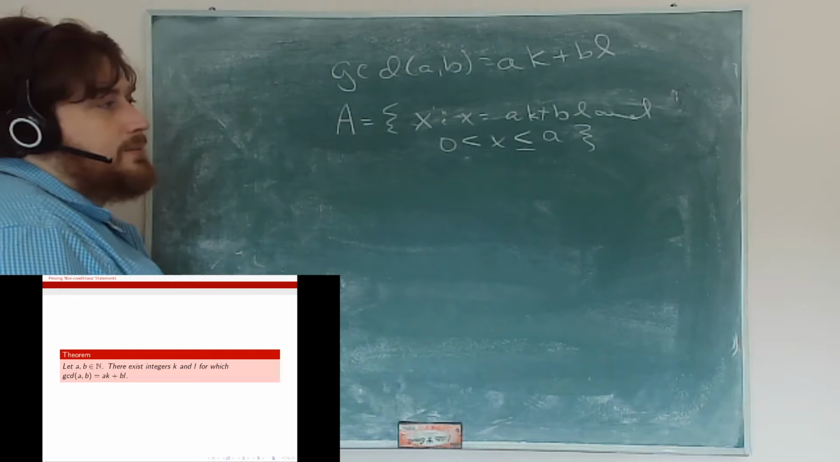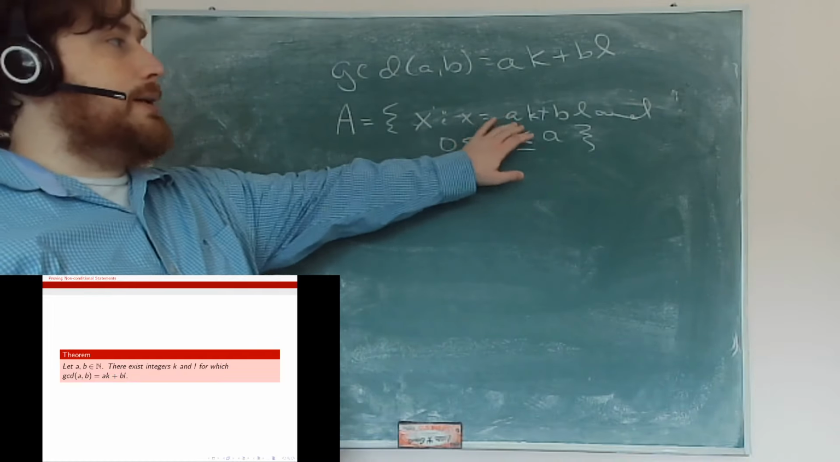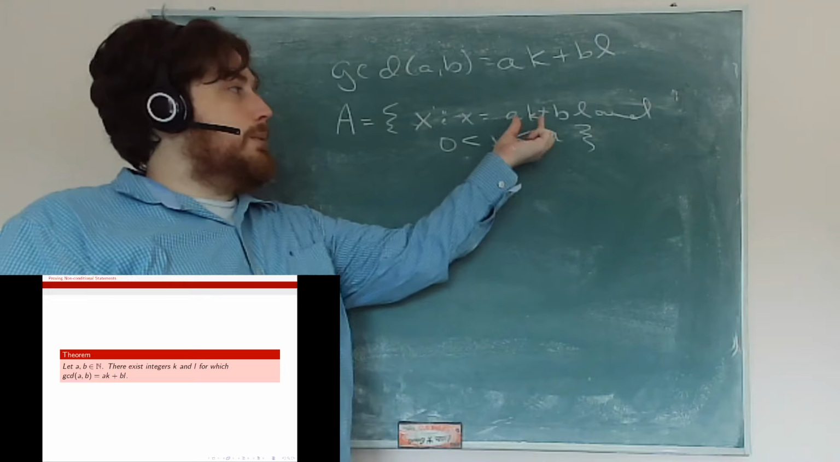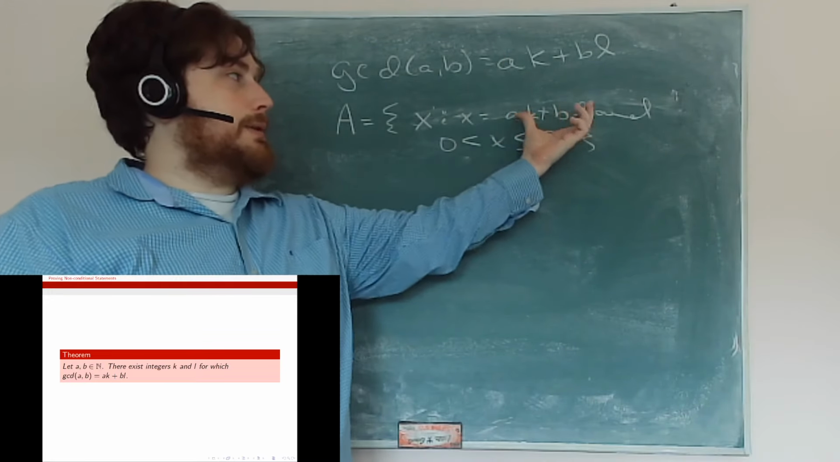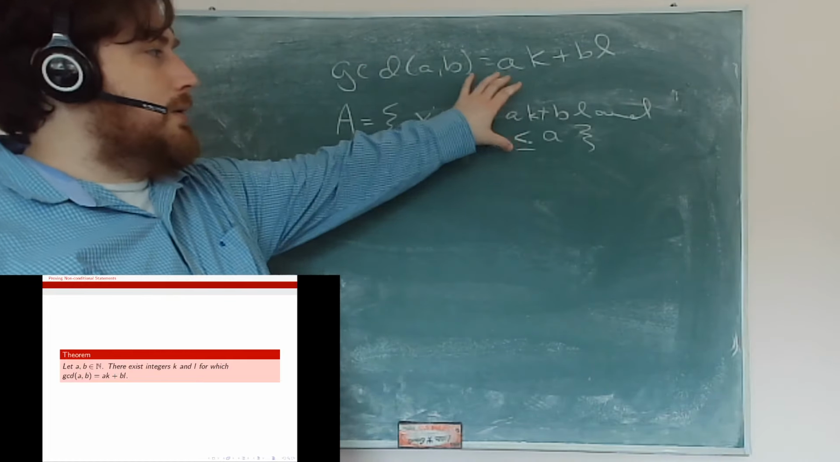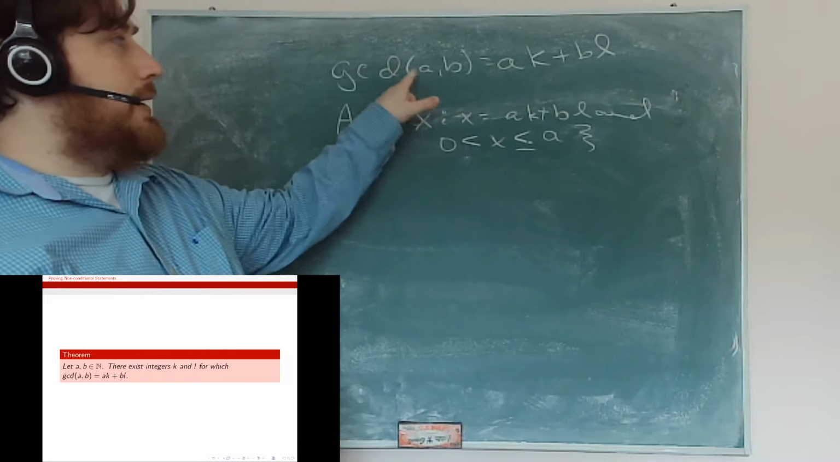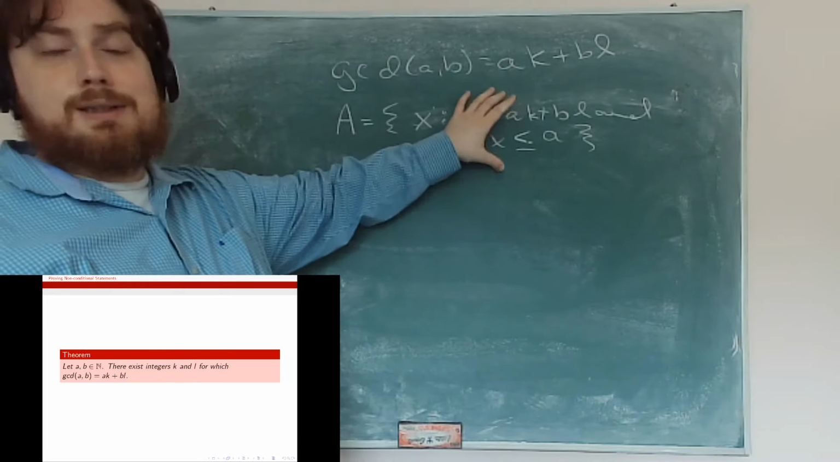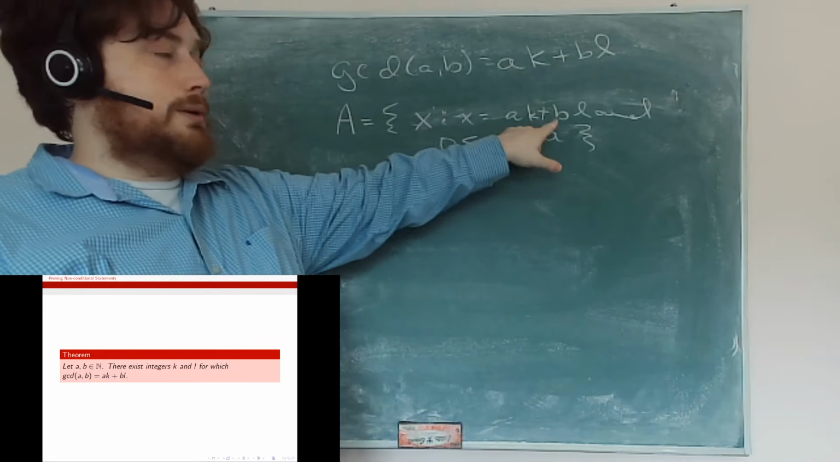All right. Why am I looking at this set? Well, this is a set of all things that can be written in this form, and so we would call this a linear combination. A times a number plus B times a number is a linear combination of A and B. So if I can find all of the things that look like that, if I can show that the greatest common divisor is in this set, then I have that the greatest common divisor must look like that.